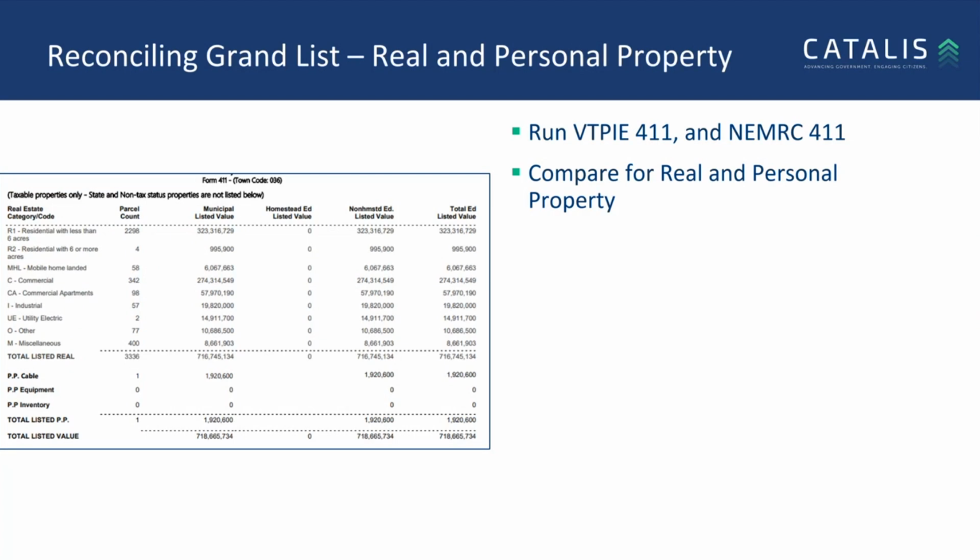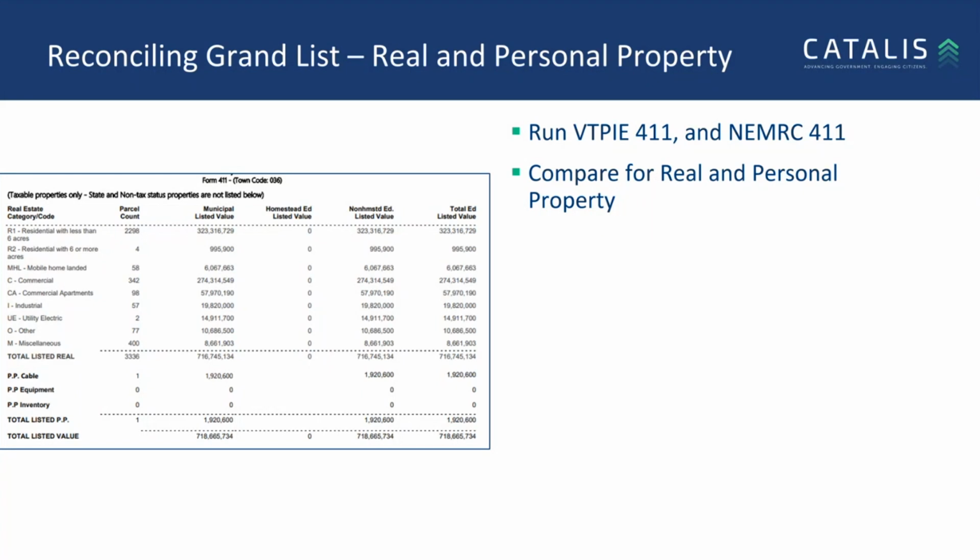Okay, so reconciling. Remember, we're in 2024. So if we run that VTPIE 411, the 411 report, and a NEMRC 411 that coincides with that CAMA upload. If that's your final as-built for 24, grab your final as-built 411 from NEMRC. And the first thing we're going to compare is real and personal property. And again, it's going to be a bit different here by non-taxable.